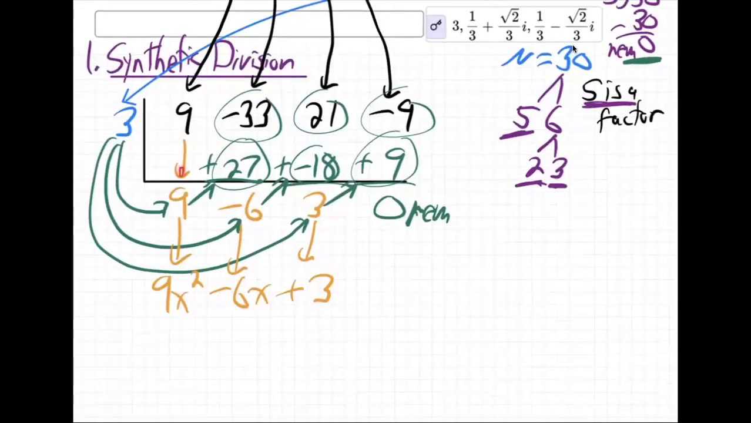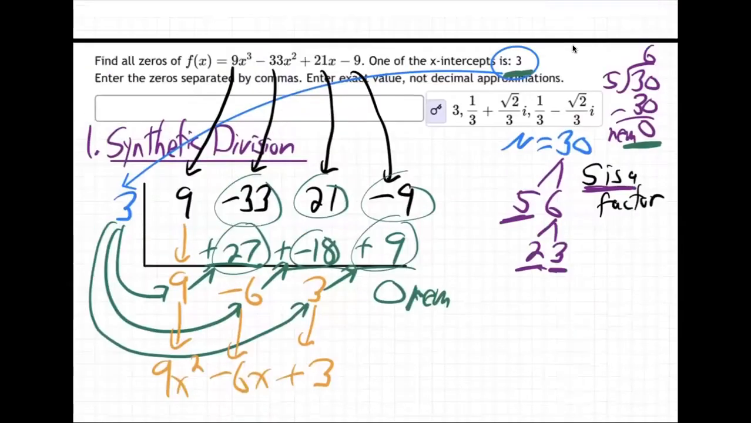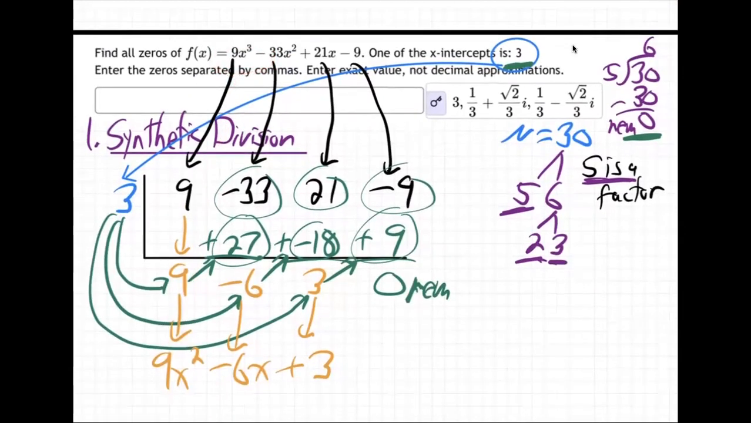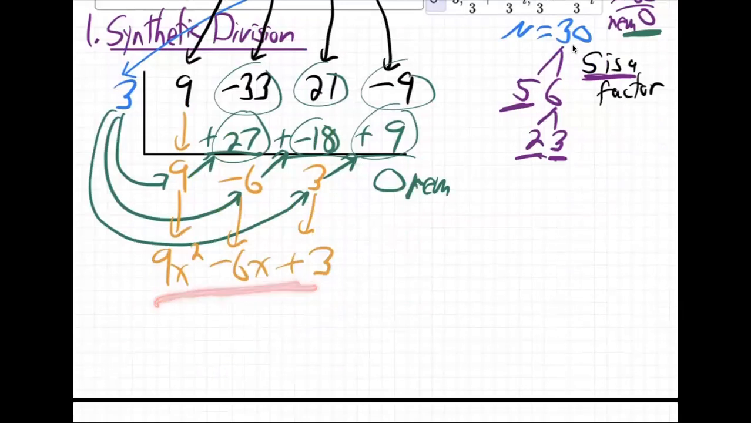So the answer we get has got to be smaller, 1 degree lower. If you start with x cubed and you divide, you get down to x squared. So now we've got this remainder, this is like our 6. This is the other quotient we get after we divided by 5. And so now it's time for step 2.